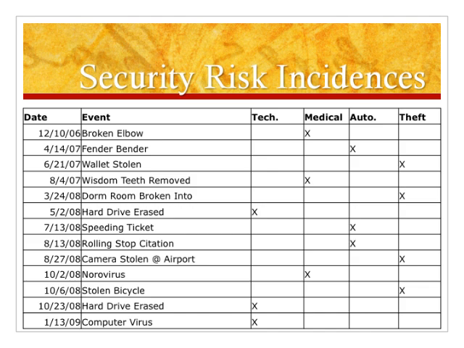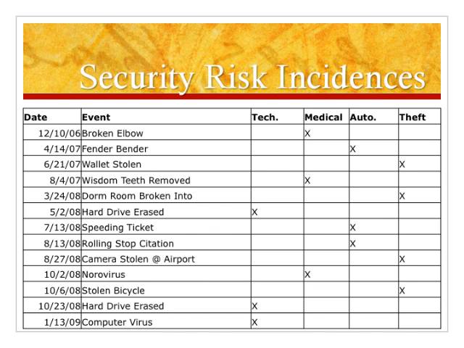If you take a look at this chart, it gives the security risk incidences over a set amount of time. The individual we were doing the security risk analysis for was asked to go back in history and provide different events that would qualify as a security risk in the categories that we identified for him. The categories included technological security risks, medical security risks, automotive security risks, and finally, different thefts.